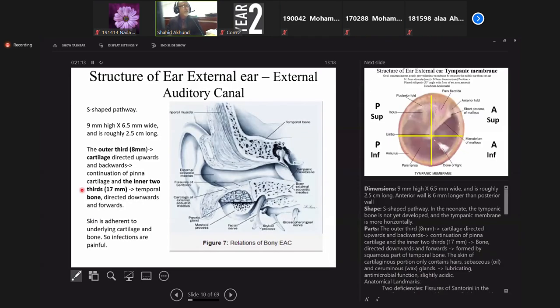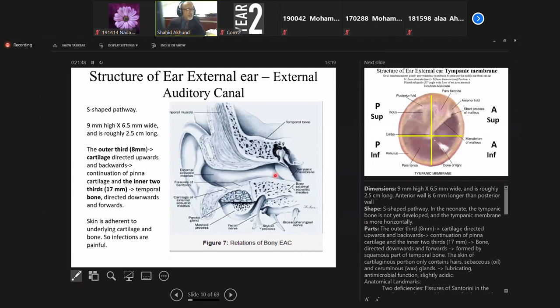Now let's look at the external auditory canal. The external auditory canal is S-shaped; it is not a straight tube. We think it's a straight tube, but it's not. It's S-shaped, so you can see the sinus-shaped curve of the external auditory canal. It is 9 millimeters in height and 6.5 wide. It's around 2.5 centimeters long, as we talked about, from the external acoustic meatus, which is at this point, till the tympanic membrane.